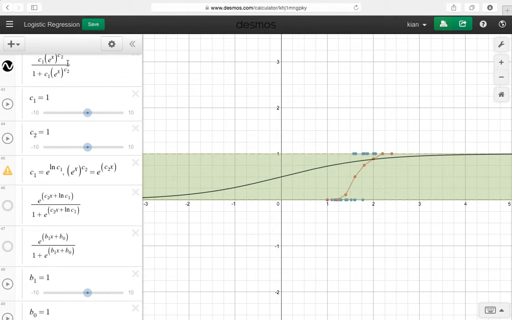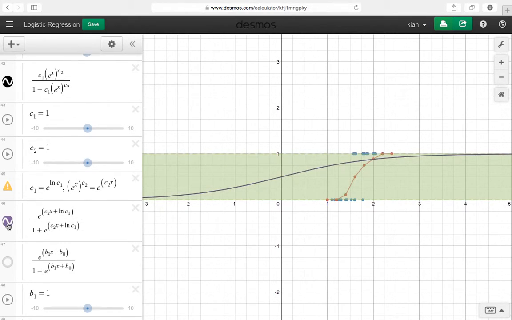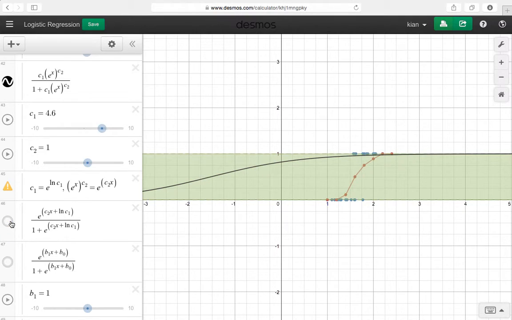And just to show you that these two are the same equations, I'm going to click on both of them and play with these numbers, and show you that the purple curve is exactly the same as the black curve. As you can see, we haven't changed a thing. They're exactly the same. This function and this function, they're exactly the same.